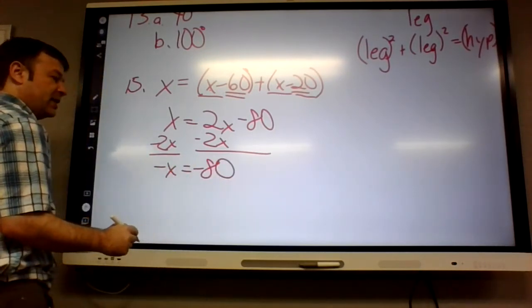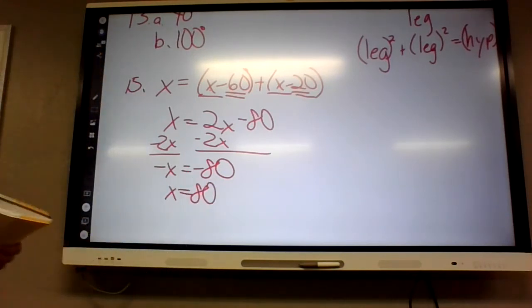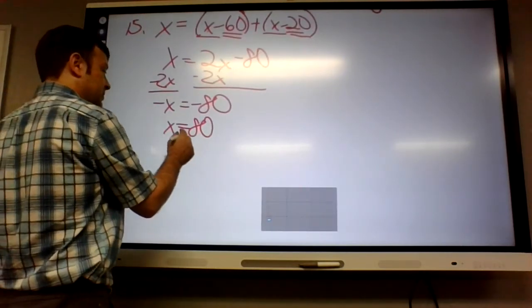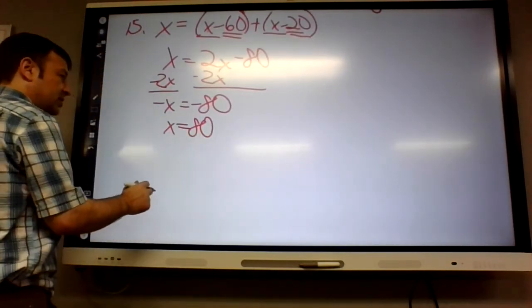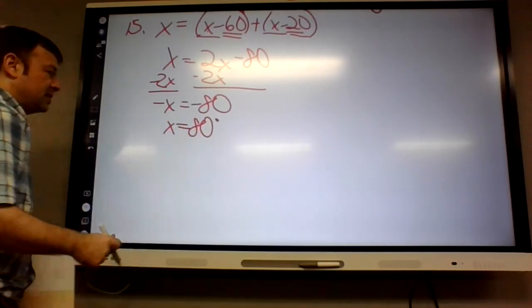Negative x is negative 80, so x is 80. What are we looking for though? The first question is, what is the measure of angle ONL? 80, that's because it says x. So 80 is actually the first answer. Let's leave that there, 80 degrees.